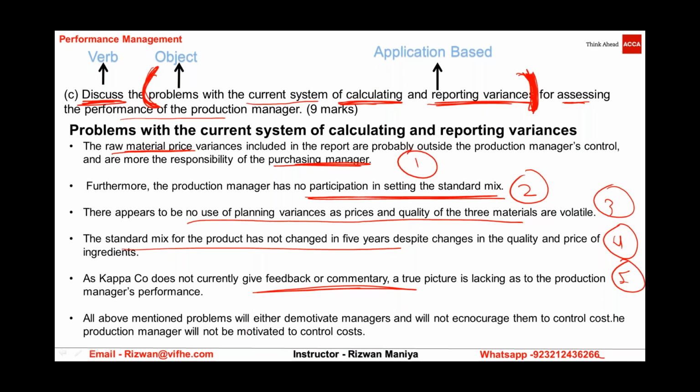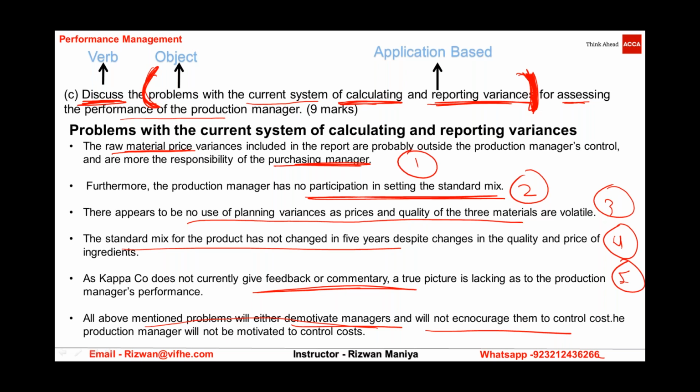All the above points will demotivate managers and will not encourage them to control cost. So, yes, all these will be demotivating for the managers. The production manager will feel it is unfair and say, okay, this is wrong, something wrong is going on with me. Yes, this is a definite problem.